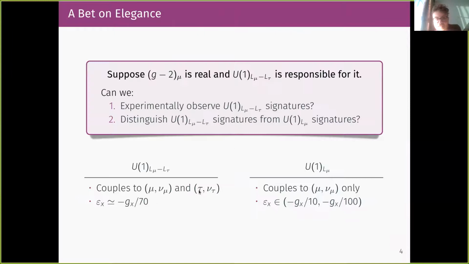And we're going to take a bet on that elegance. Well, kind of two bets. The first bet is that we're going to assume that the g-2 of the muon is real. This tension is real.